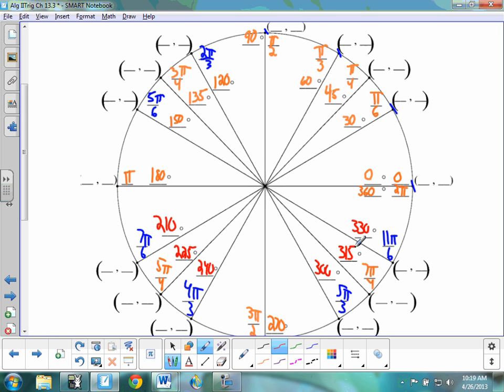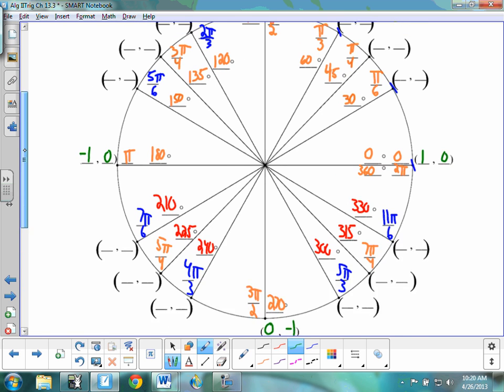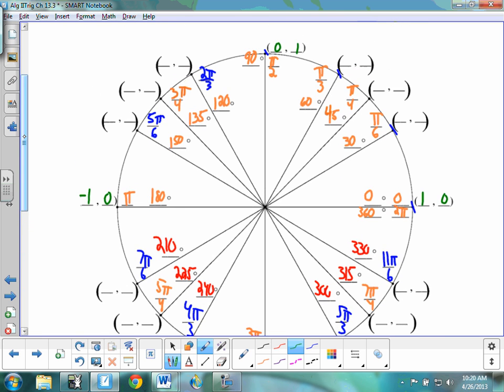Now all that's left is to find these points. Find these points on the outside. Again, we can do the easy ones. This is the point 1, 0. This is a circle with a radius of 1. This is the point 0, 1. This is negative 1, 0. And down at the bottom we have 0, negative 1. So we have these 9 in-between points to find still.